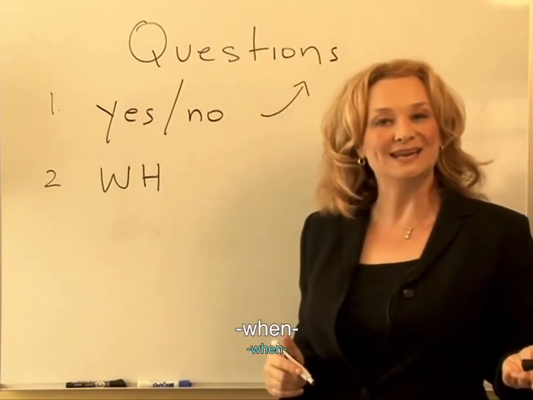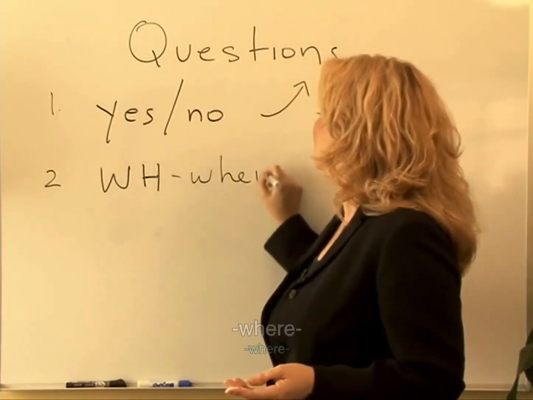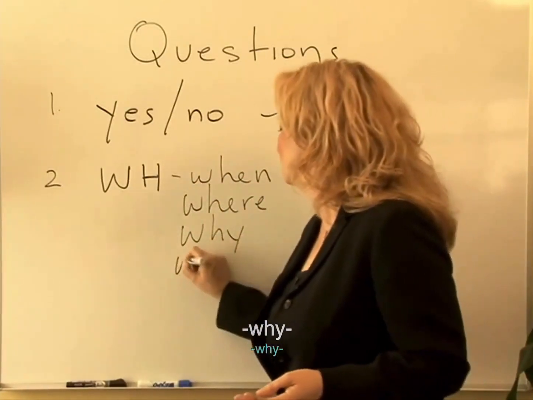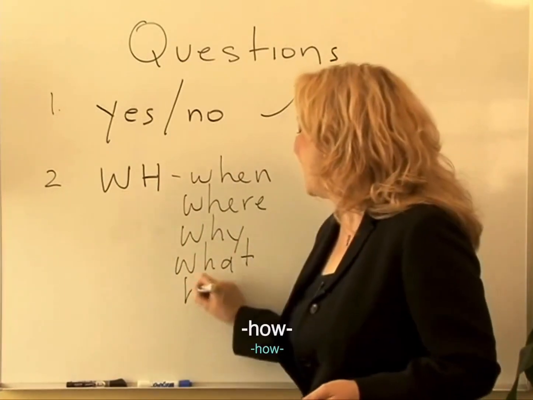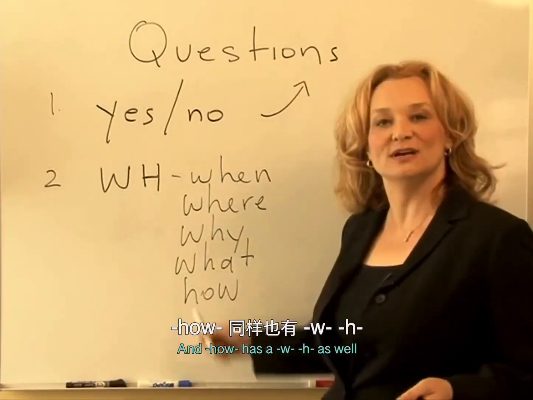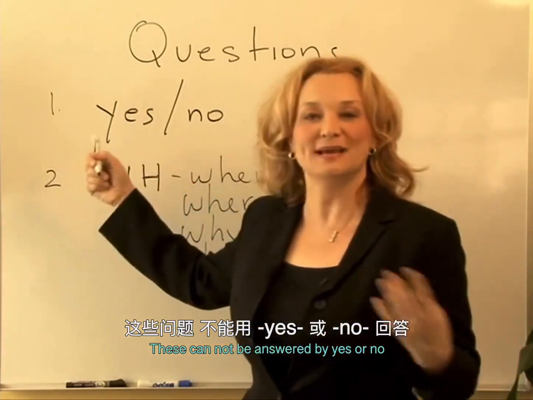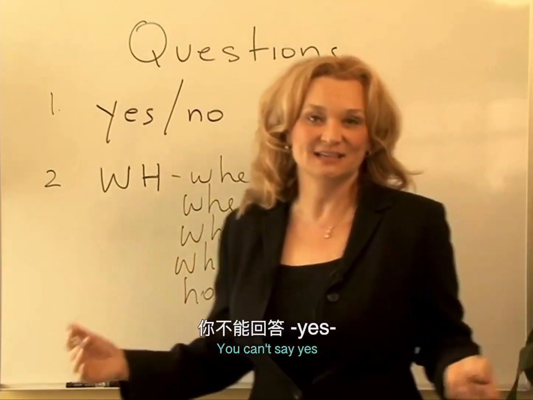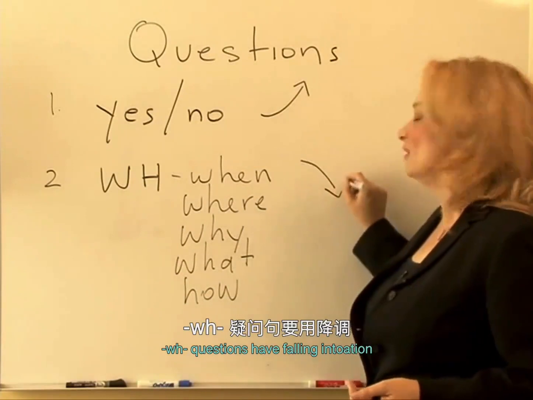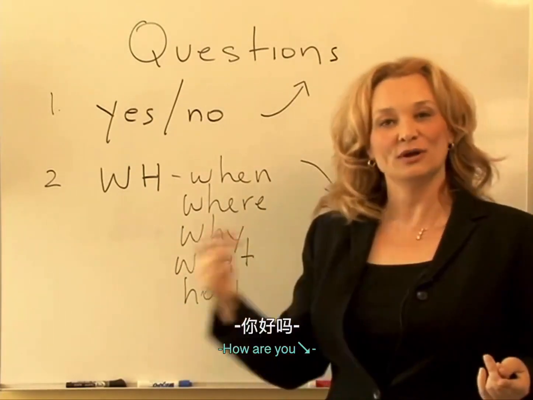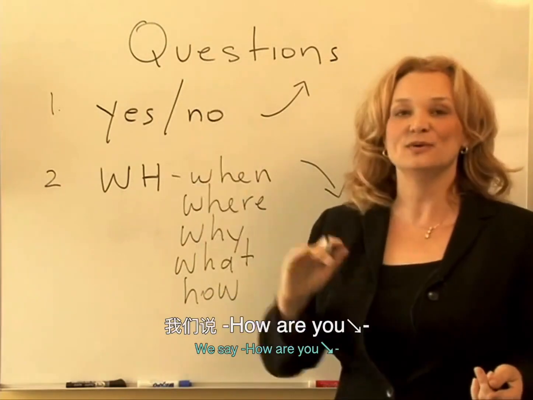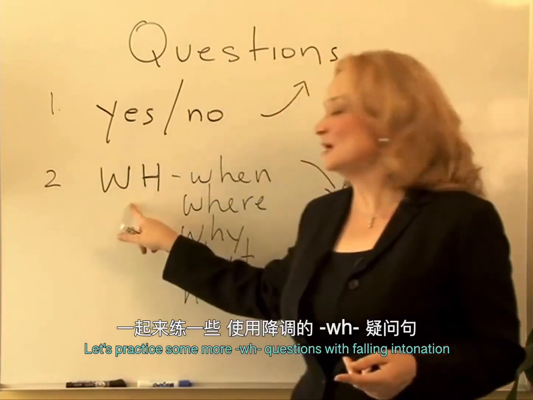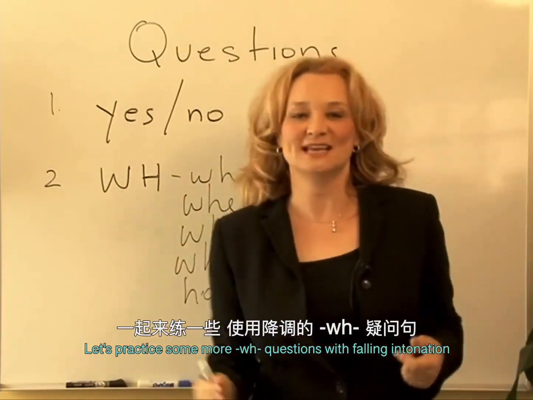WH questions are questions that begin with words that have a W and H in them. For example, when, where, why, what, how, and how has a WH as well. These cannot be answered by yes or no. If I say, what's your name? You can't say yes. WH questions have falling intonation. How are you? We don't say, how are you? We say, how are you? I'm fine.